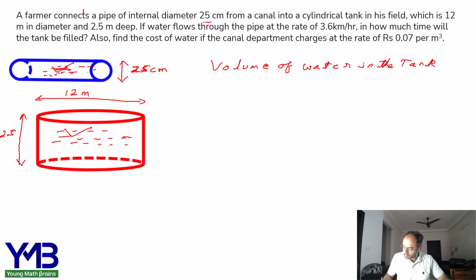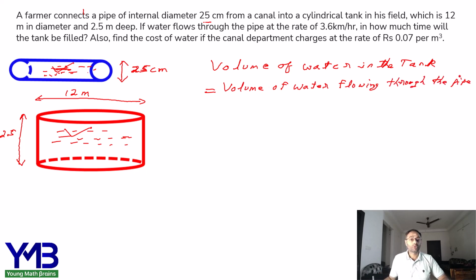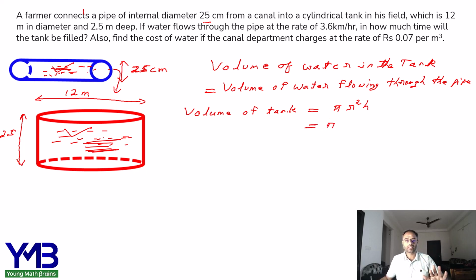Volume of water in the tank equals volume of water flowing through the pipe. So whatever volume we have flowing through the pipe is going to be the same as the volume of the tank. So first let's try to find the volume of the tank. Volume of tank equals pi r square h. So pi, let's keep pi as it is for now, because we are going to equate that with the volume of the pipe, so that pi of the tank and the pipe will get cancelled.